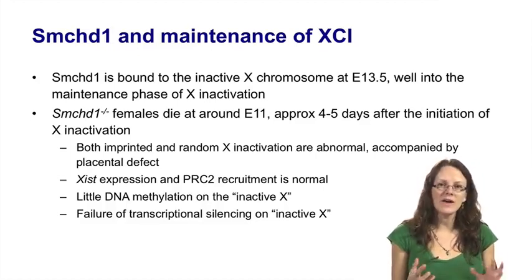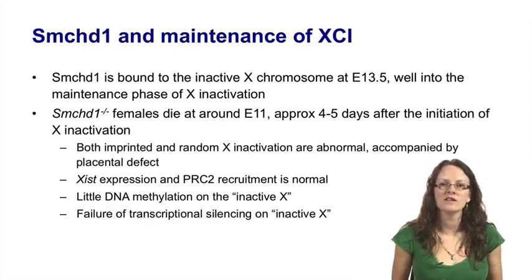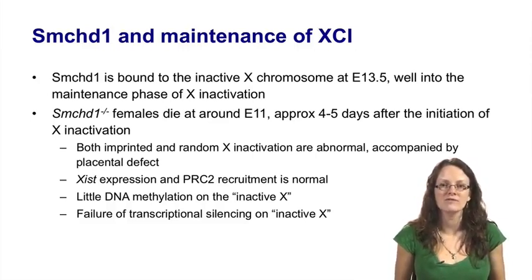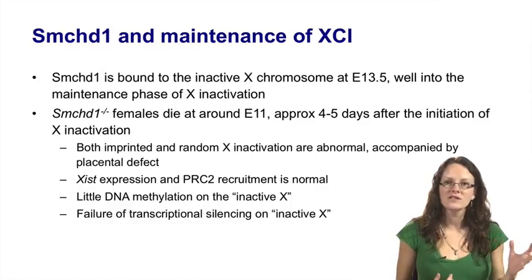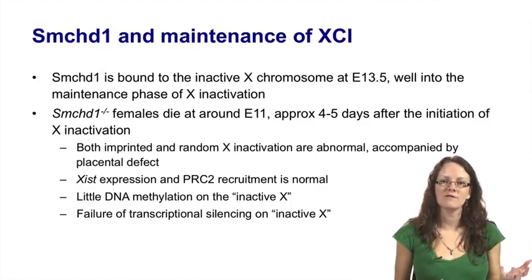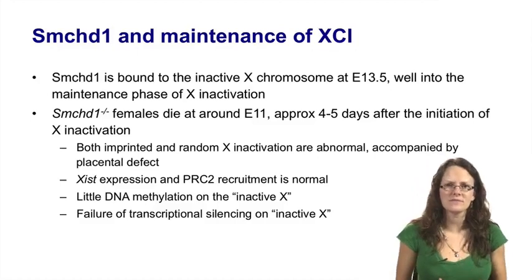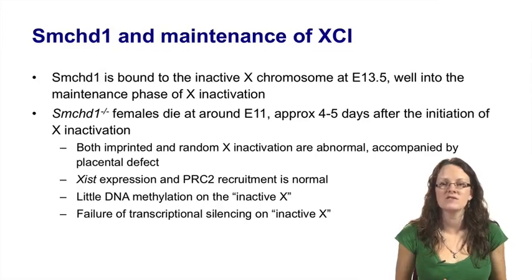So the background information is that we know Smchd1 is bound to the inactive X chromosome. We can find it co-localizing with the inactive X chromosome right out at embryonic day 13.5 in a mouse. Since initiation of X inactivation happened at E5.5, and you're into the maintenance phase by E8 or E9.5 of gestation, then by the time you're out at E13.5, you're well and truly into just the maintenance of X inactivation. And so Smchd1's localization during this period suggests that it may have some role in this maintenance of X inactivation.